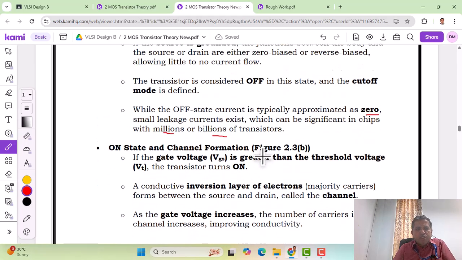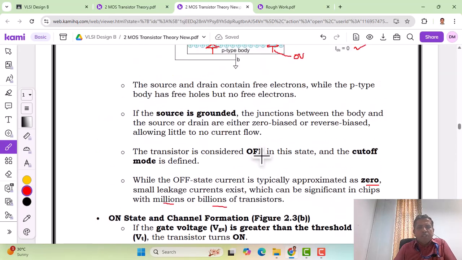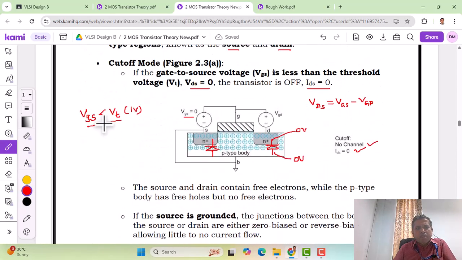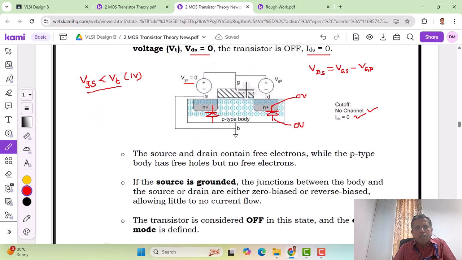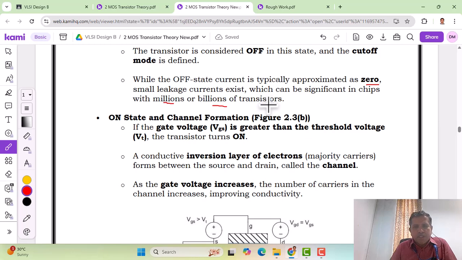Let's move on to the second state of operation. As we have seen, in cutoff mode, when we apply the condition VGS less than VT, the transistor remains in the off state, and we are not applying VDS either, and therefore the current flowing from drain to source is zero, or charge movement from source to drain is zero. The transistor remains in the off state.